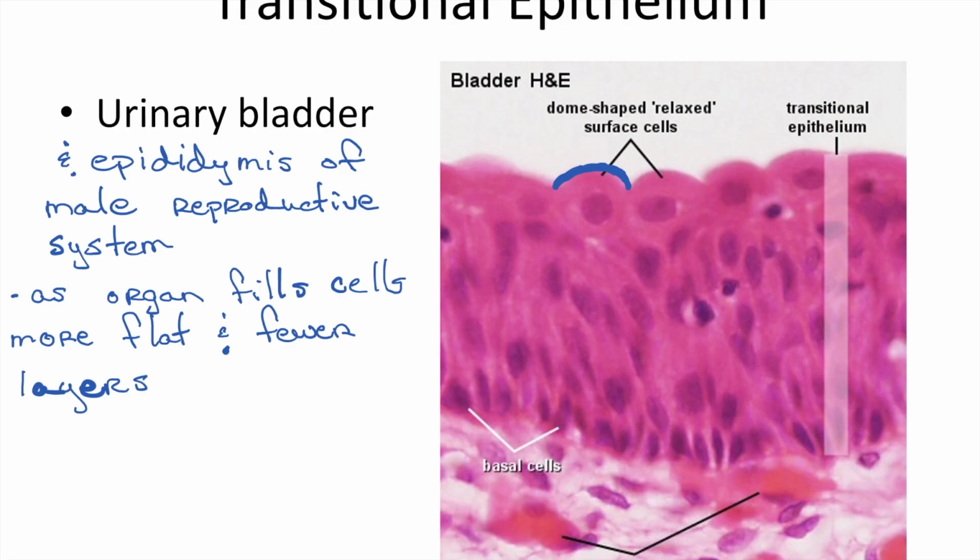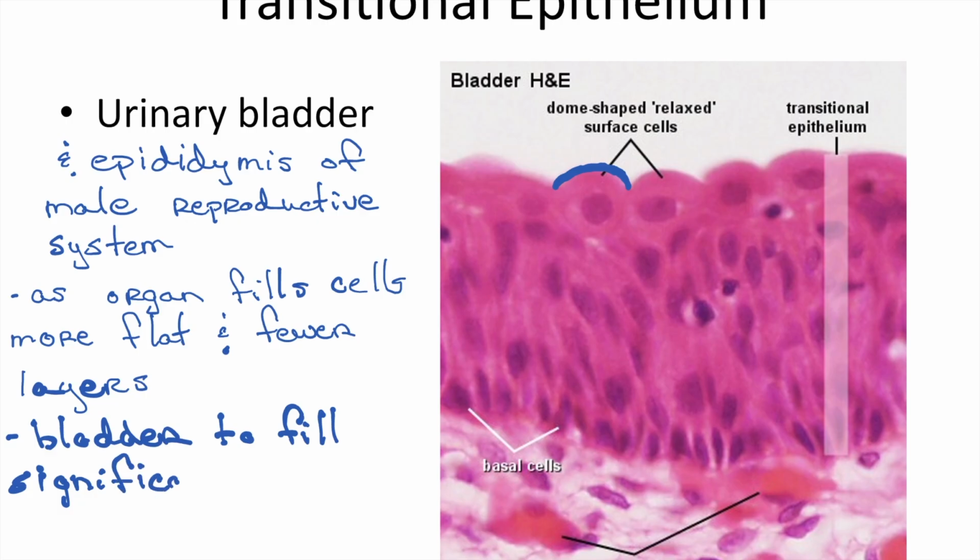So it transitions both in between the shape of the cells and the number of layers, which is where this tissue gets its name. This allows the bladder to fill significantly without a change in internal pressure.